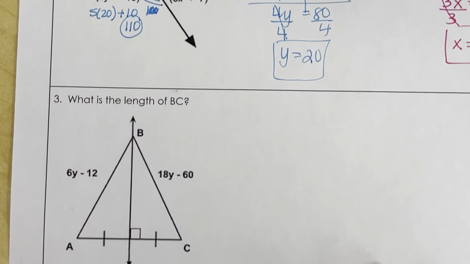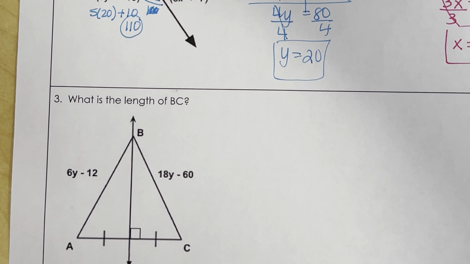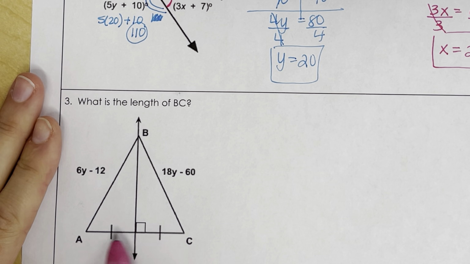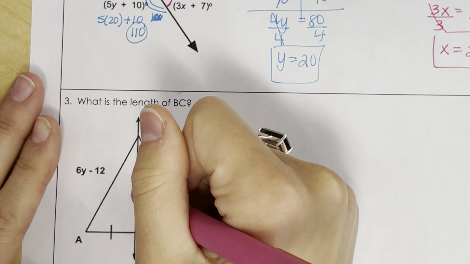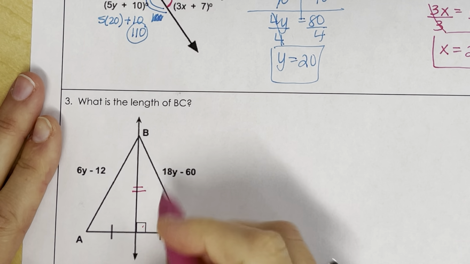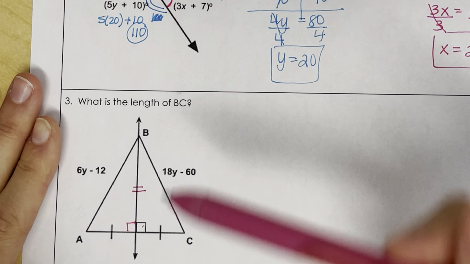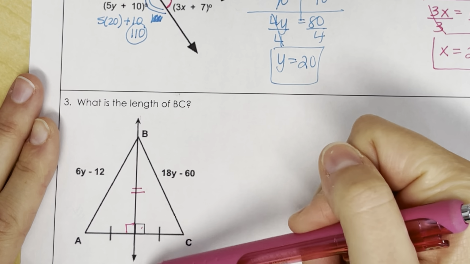Okay, next one. What is the length of BC? So what you're going to notice here is I have a triangle. I've got two sides that are congruent, they're marked. I know that this side must be congruent because it's the reflexive property. I'm also given a 90-degree angle. That means if there's 90 over here, there has to be 90 over here. These are congruent triangles. This right here is a perpendicular bisector. It cuts it in half.